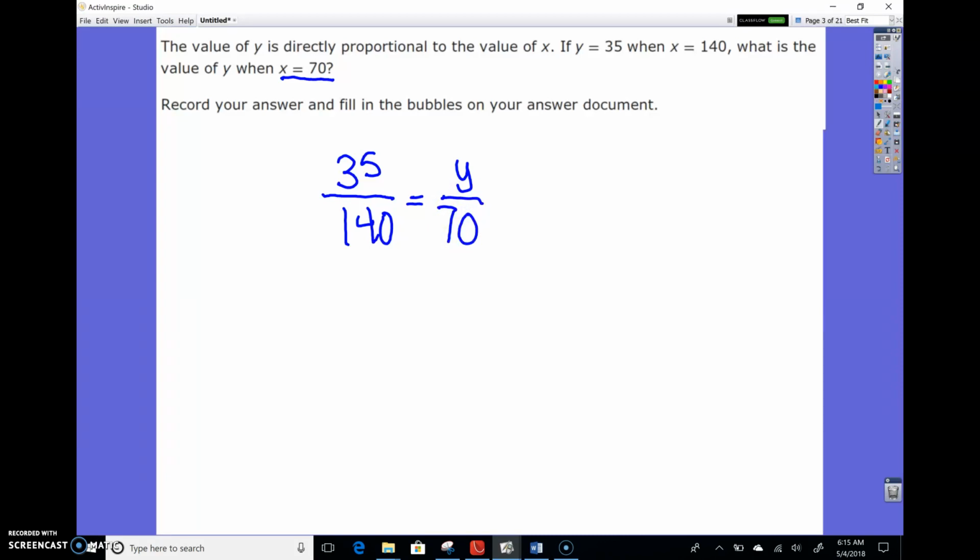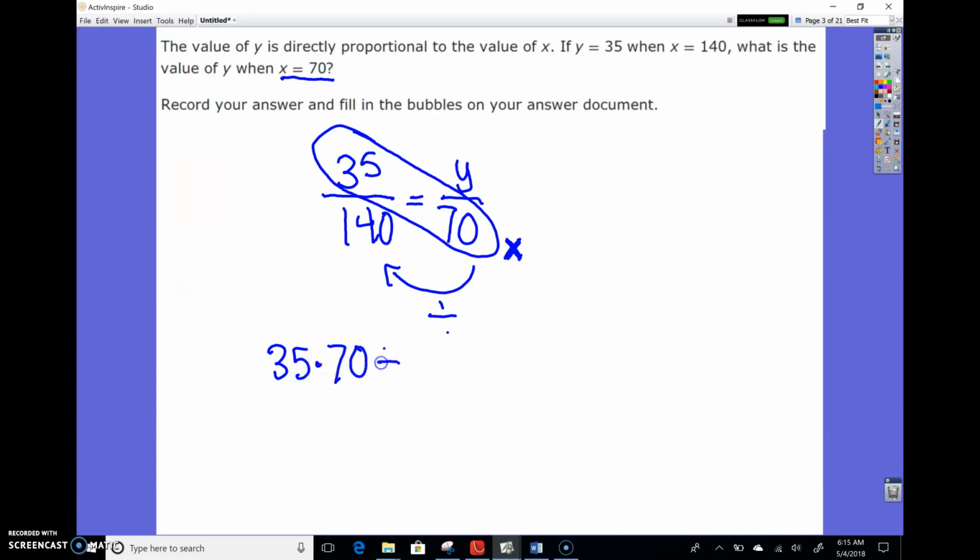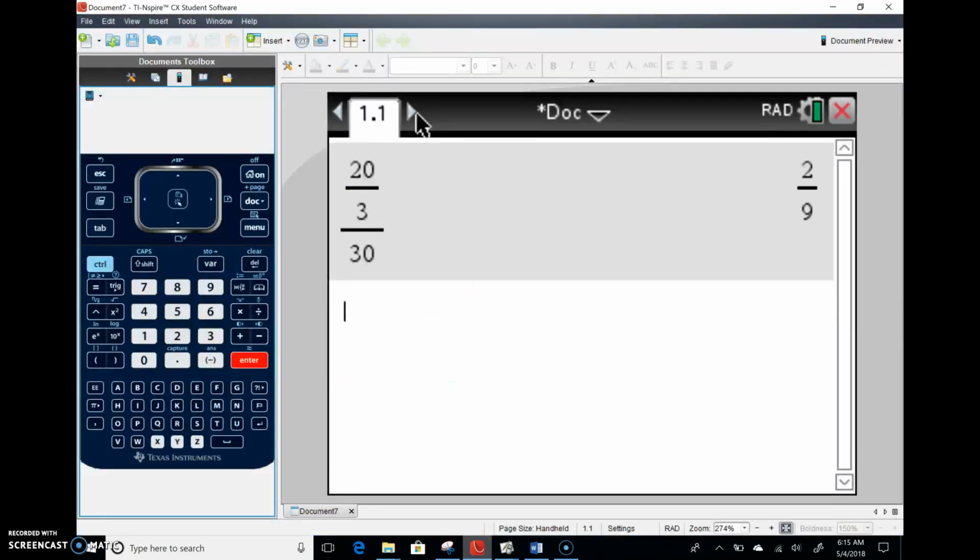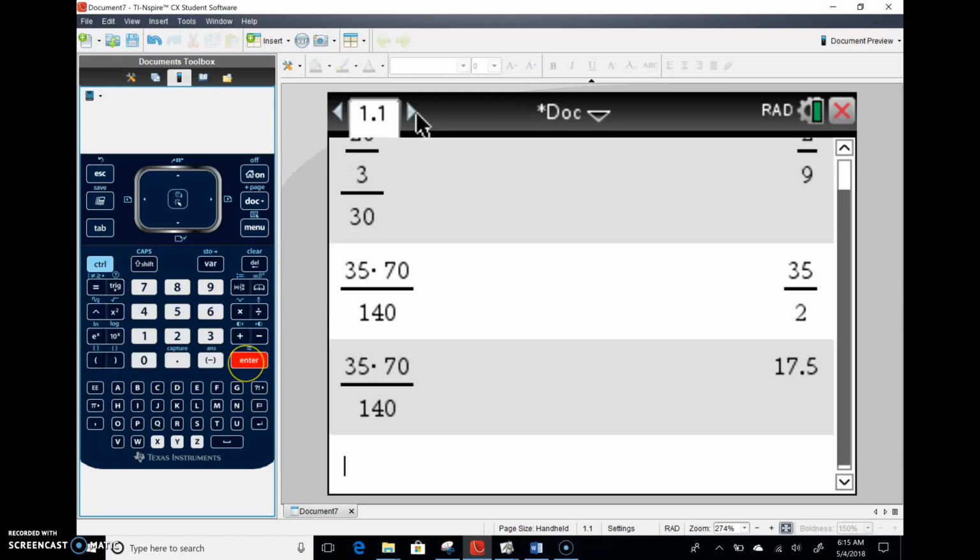Okay, the easiest way to do this is to cross multiply. You multiply like this, then you divide right here. So multiply, divide, okay? So 35 times 70 divided by 140, which you want the decimal version of that, so that's 17.5.